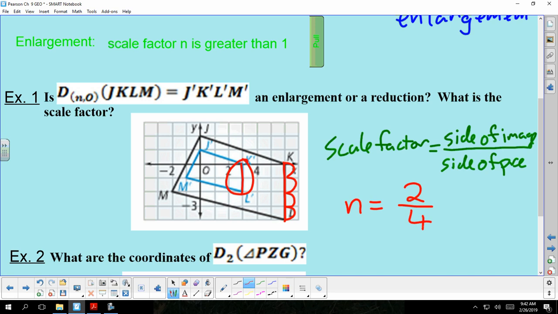Go ahead and simplify that. So my scale factor is 1/2. So this is a dilation, and the scale factor always comes first. 1/2 about the origin.